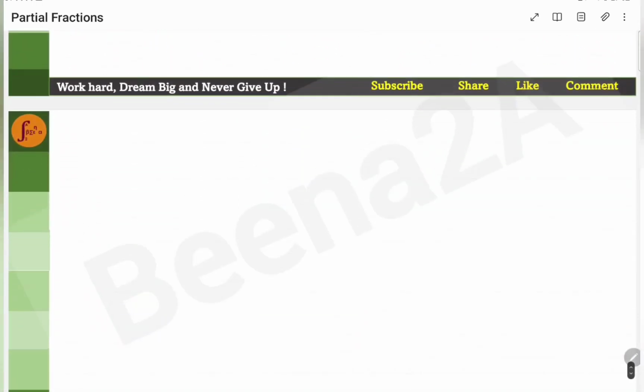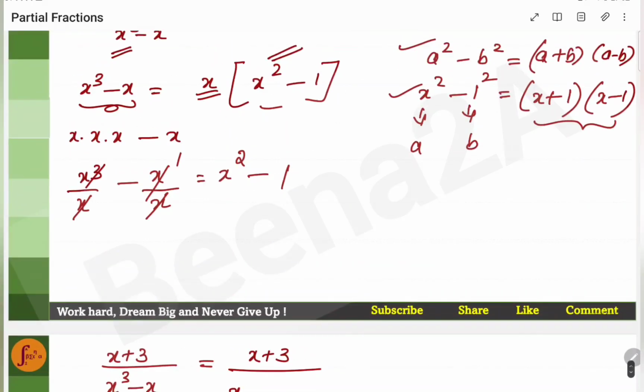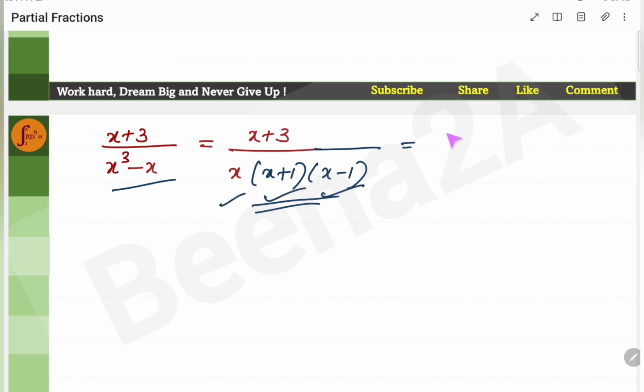So basically, I can write x plus 3 by x cube minus x as x plus 3 by, since we took x as common, instead of x square minus 1, I write x plus 1 into x minus 1. So I get 3 terms. Now, since there are 3 denominator terms, I'll have 3 fractions, A, B, C. Right? Add these fractions.